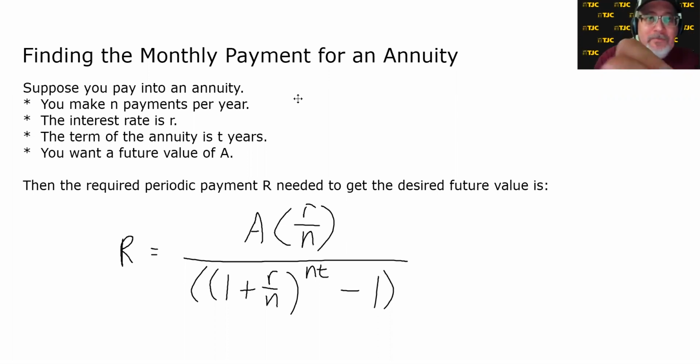R equals A times, parentheses, little r over n, divided by, double open parentheses, there's the first one, there's the second one, parentheses 1 plus r over n to the nt power, the compound interest formula, minus 1.